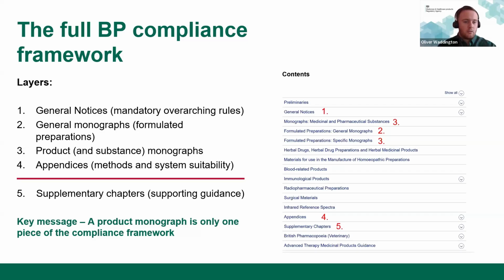And then you've also got appendices. So this is where a lot of the technical detail actually sits within the BP. So it includes things like methods, system suitability requirements. And then additionally, you've also got supplementary chapters. And so I've drawn this red line just to separate these from the others because these are non-mandatory, but they do provide lots of really useful supporting guidance and definitely should not be neglected. And so hopefully the key message that you can take away from this is that the product monograph is only one part of the compliance framework. Next slide, please, Carl.